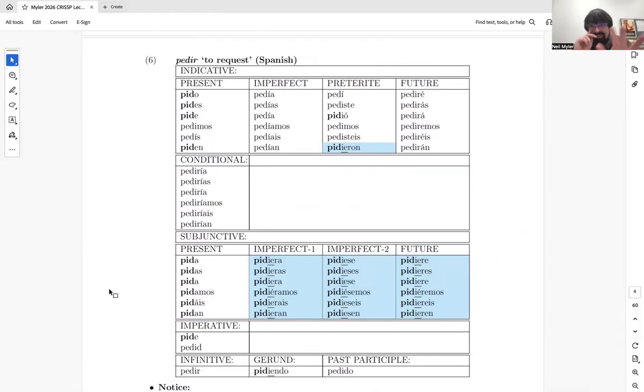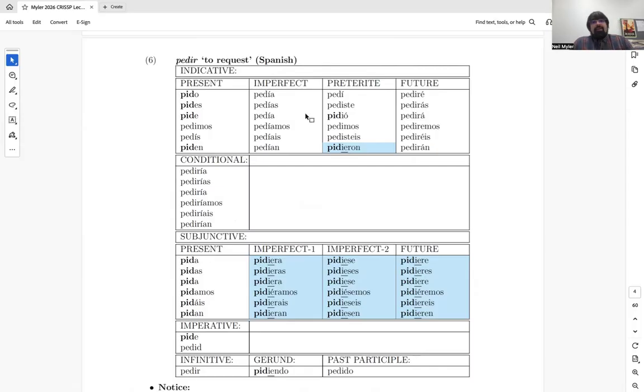Outside of the third conjugation, you never see roots doing this. But you get e alternating with i. So if I take the present indicative, I've got pido, pides, pide, pedimos, pedís, piden. If I go down to the present subjunctive here, you can see the same i in the stem throughout. So pida, pidas, pida, pidamos, pidáis, pidan, right?